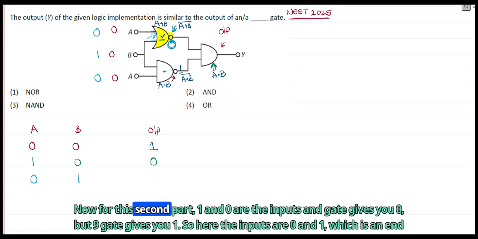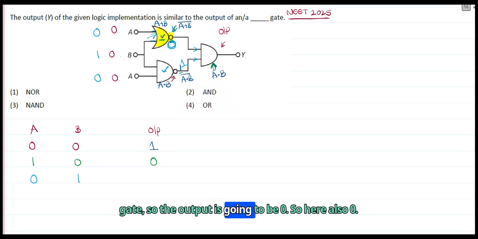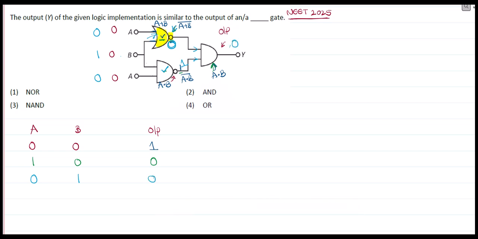Now for this second part, 1 and 0 are the inputs. The AND gate gives you 0, but the NAND gate gives you 1. So here the inputs are 0 and 1, which go to an AND gate. So the output is going to be 0.